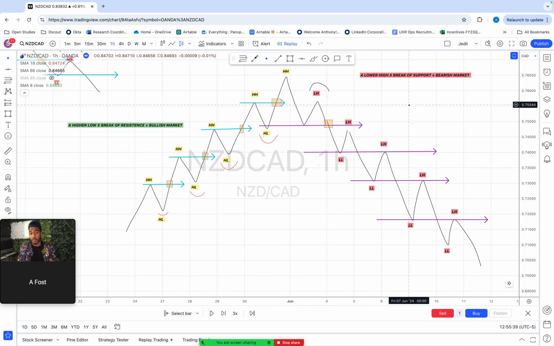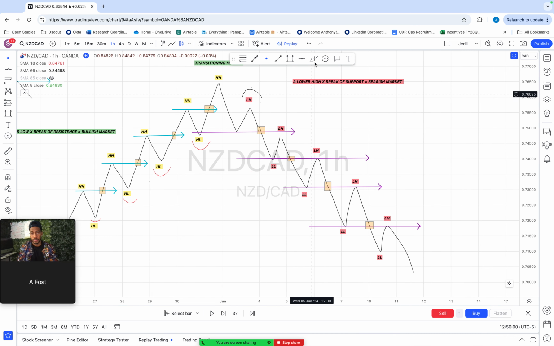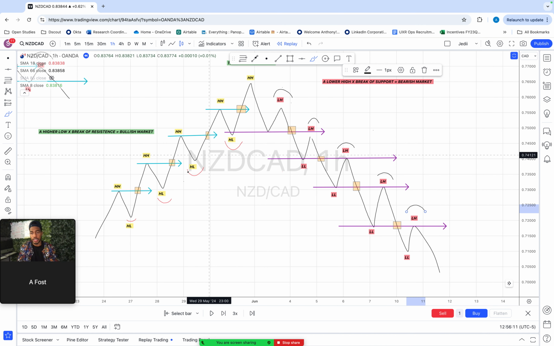Lower high times break of support, bearish market. Lower low, lower high times break of support, bearish market. Lower low, lower high times break of support, bearish market. Okay, and remember, as long as you're getting these lower lows and lower highs, these are all signs of bearish pressure. In this entire area, I'm looking for buys on the uptrend. Once it transitions to a downtrend, I'm looking for sells.